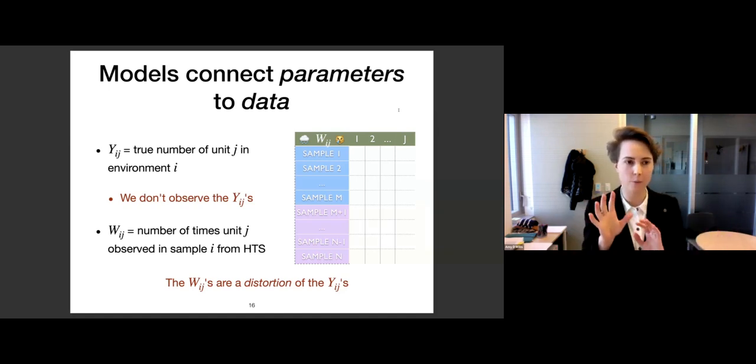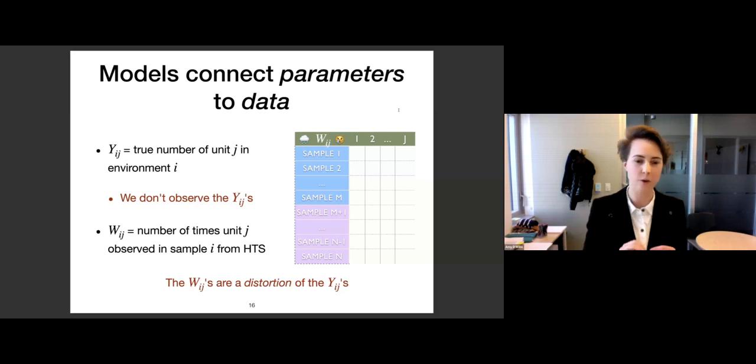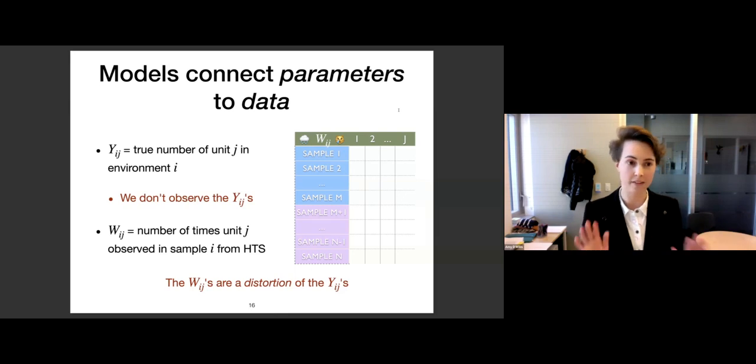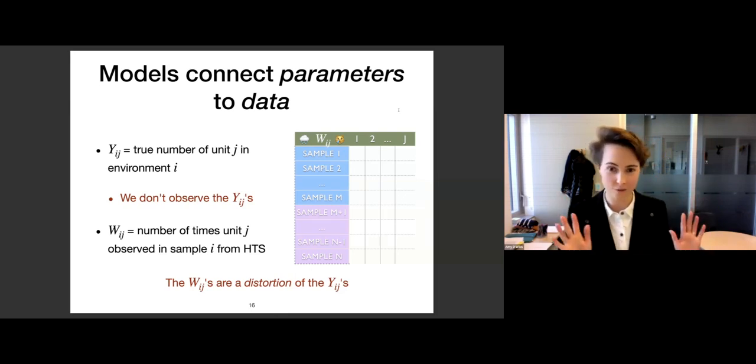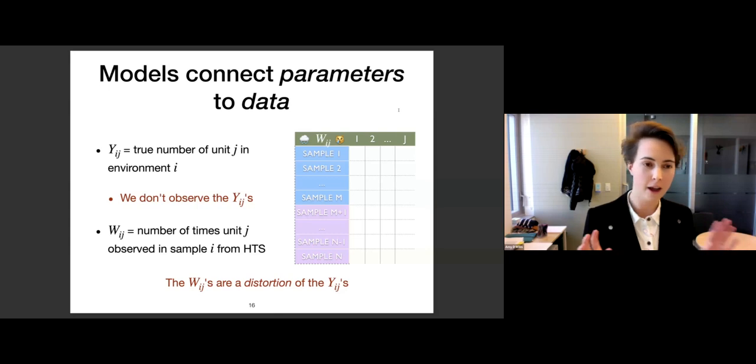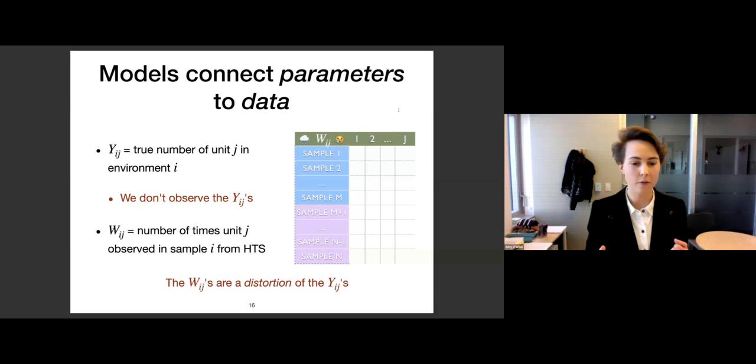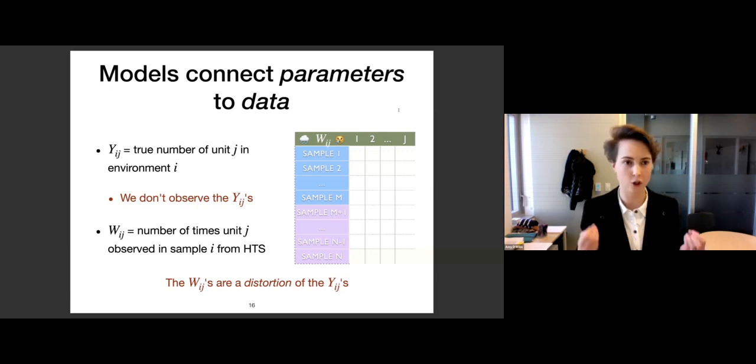I really want to take this point to acknowledge that there is a big difference between what's out there in the environment, these YIs, and the data that we get from high-throughput sequencing, which I'm calling the WIs. You'll distinguish the WIs and the YIs because I've got these nice, happy faces associated with the YIs because we'd love to know them, and these sad faces associated with the WIJs because this is the data that we have. And the reality is that as useful as this data is, it is a distortion of true microbial abundances. That's really important for what I'll be talking about for the rest of this seminar.